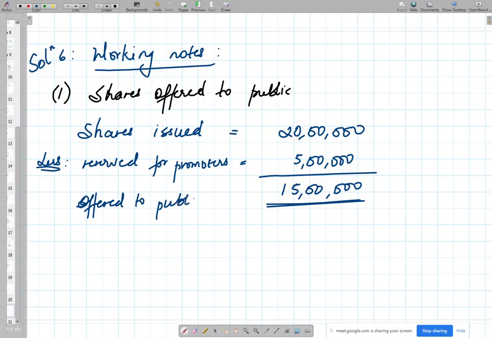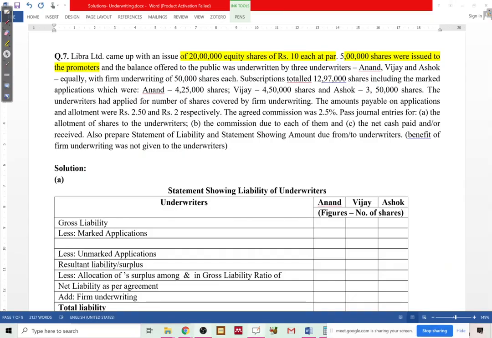And when we calculate the gross liability of our underwriters, this amount has to be taken into consideration, and on this we are supposed to apply the gross liability ratio. Is this clear? So balance was offered to the public and that balance was underwritten by 3 underwriters, Anand, Vijay and Ashok, equally.